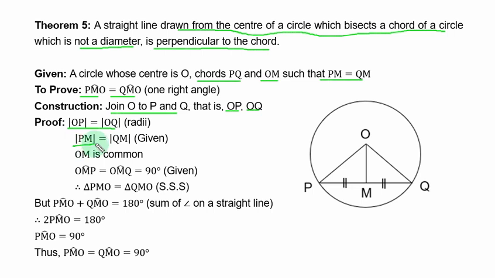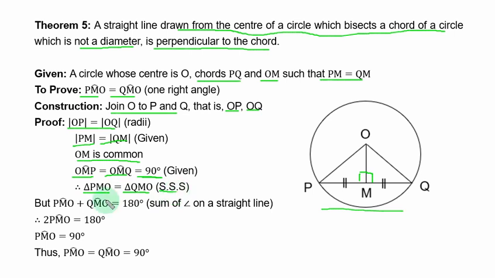Proof. OP is equal to OQ, equal radii. You have PM equal to QM. That is given in the diagram. OM is common. It follows that angle OMP is equal to OMQ, and that is 90 degrees. These two angles you have here, they are 90 degrees respectively. Therefore, triangle PMO is congruent to triangle QMO.